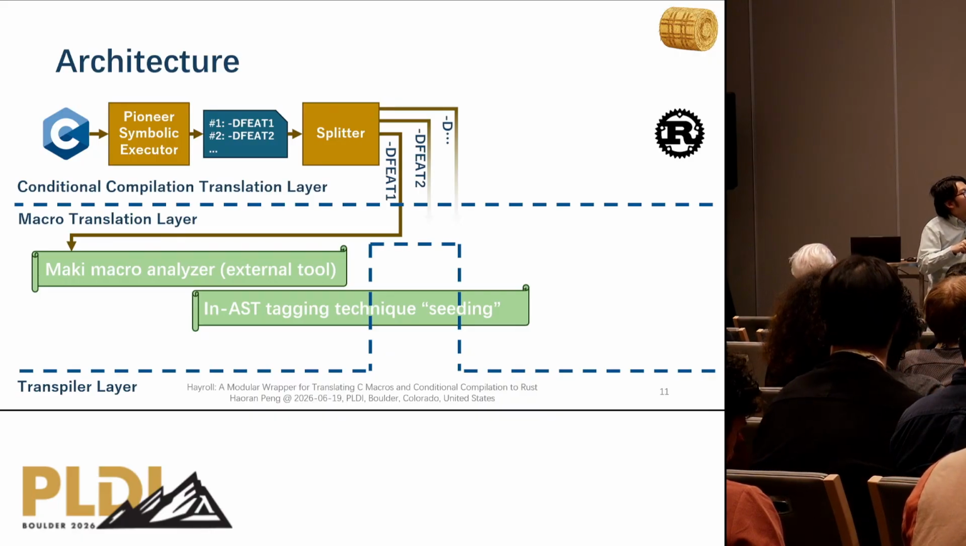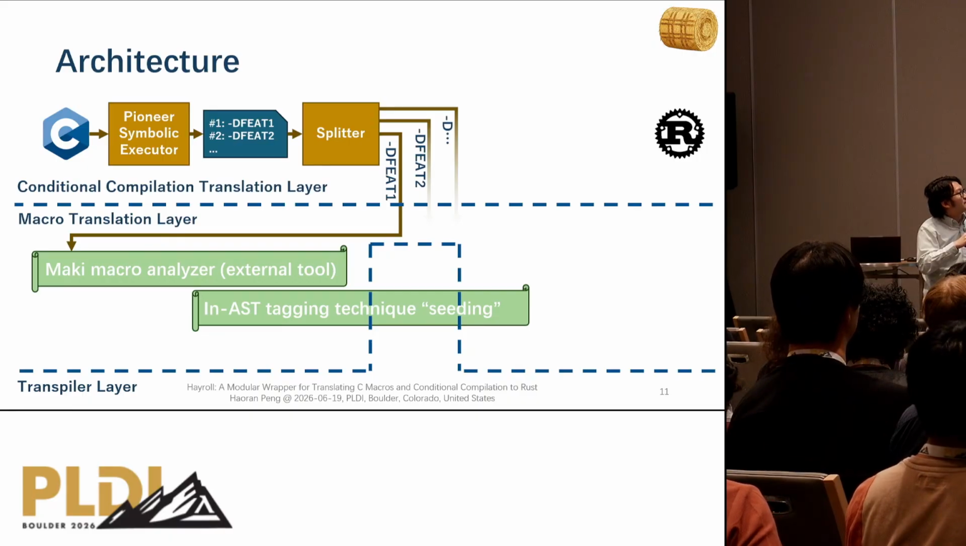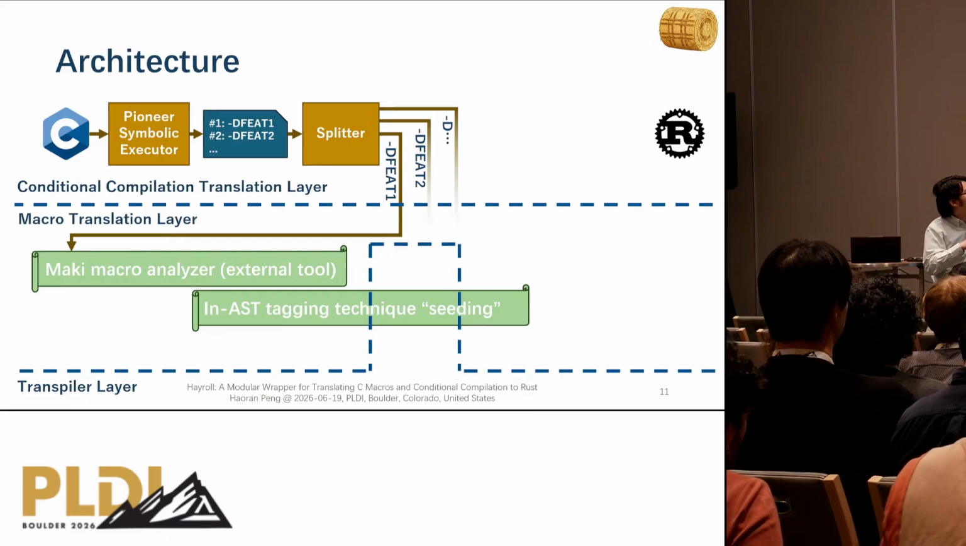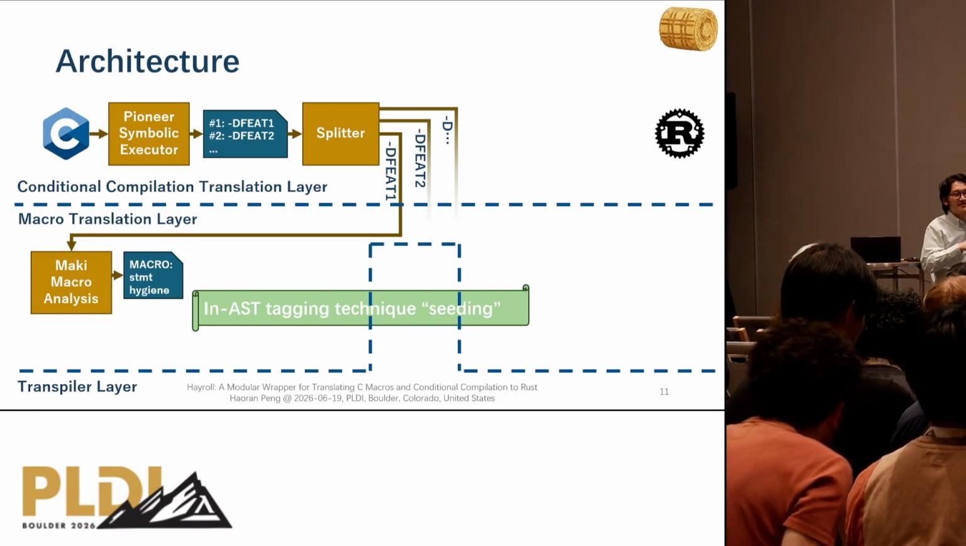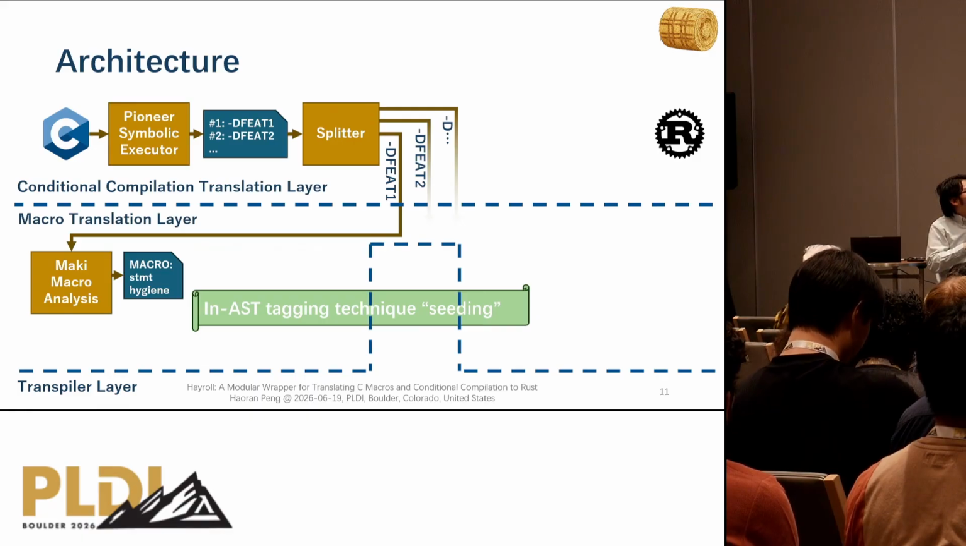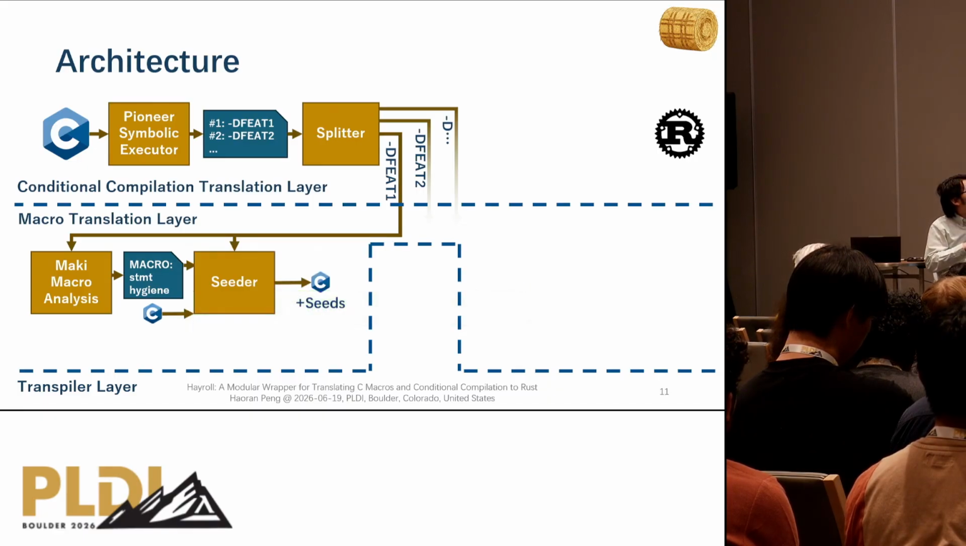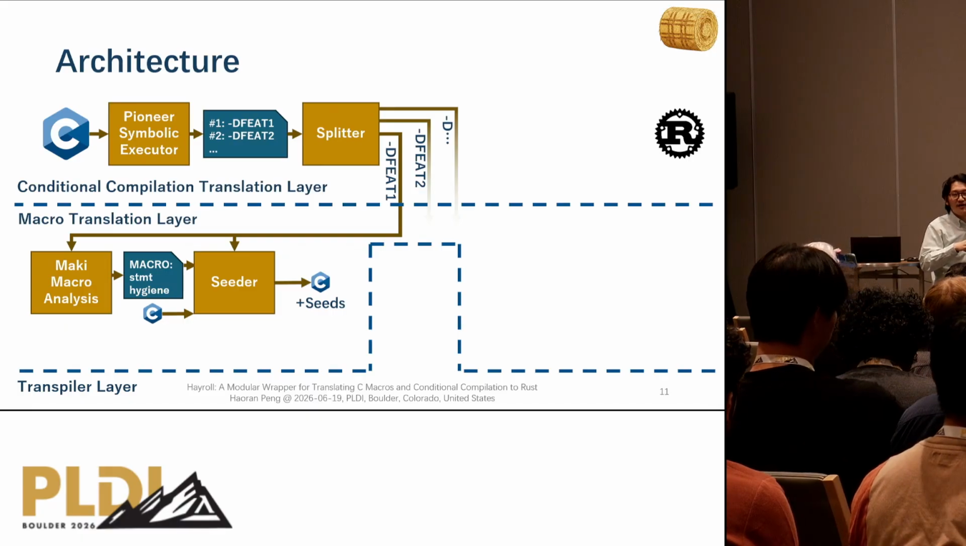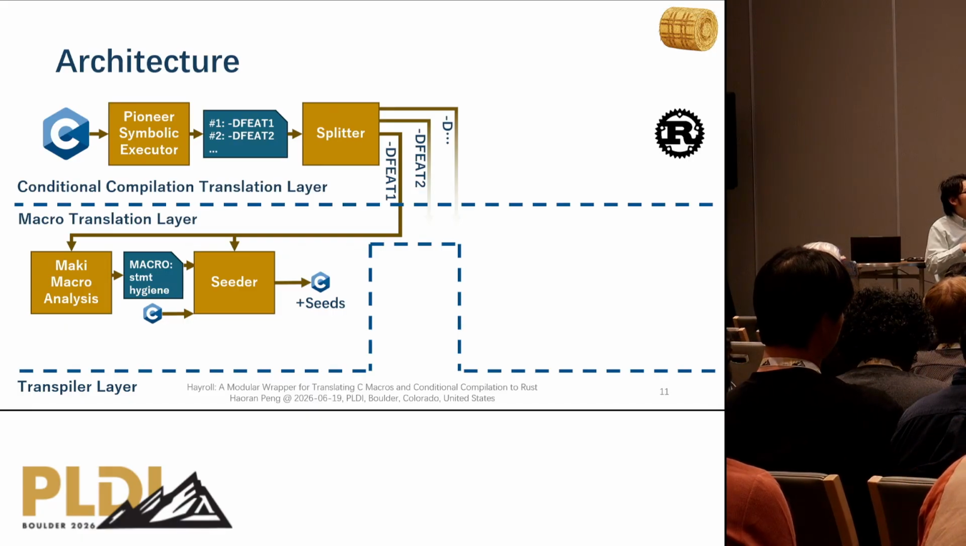Then each one of these copies is sent through the macro translation layer, where it first meets the Mackie macro analyzer. It tells us useful properties of macros. For example, are they statements or expressions? Are they syntactical? Are they hygienic? And with that information, we then send the C code into Seeder, where it puts in AST tags, which we call seeds, into the original C code.